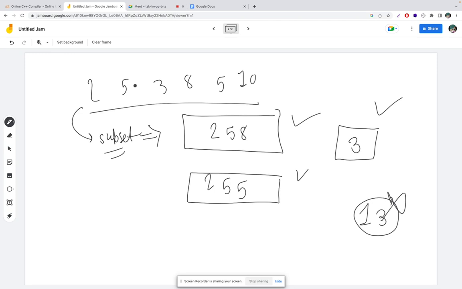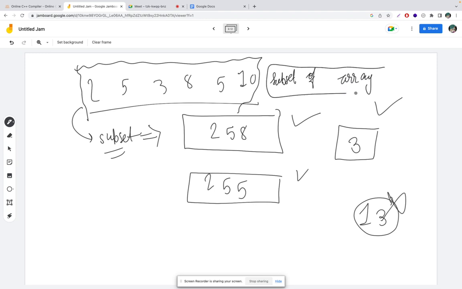So, guys, this is what I want to clear up first. Subset is nothing but a part of the array. Some elements of the array, if you take them out of this array, we can call it a subset of the array. So, is this clear? What is the meaning of subset of array? Guys, I want each one of you to write in the chat if the meaning is clear. Write yes or no.